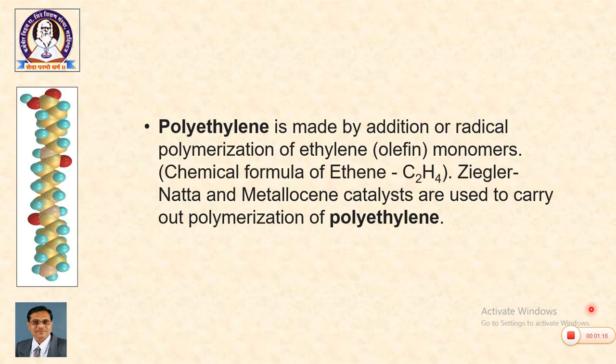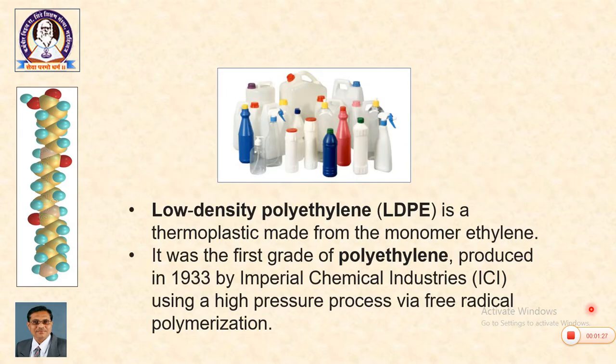So, you go through the details of Ziegler-Natta polymerization, which is a free radical polymerization, and stereochemistry of the polymer is monitored. There are several types. The common types are low density polyethylene and high density polyethylene. Low density polyethylene is a thermoplastic.